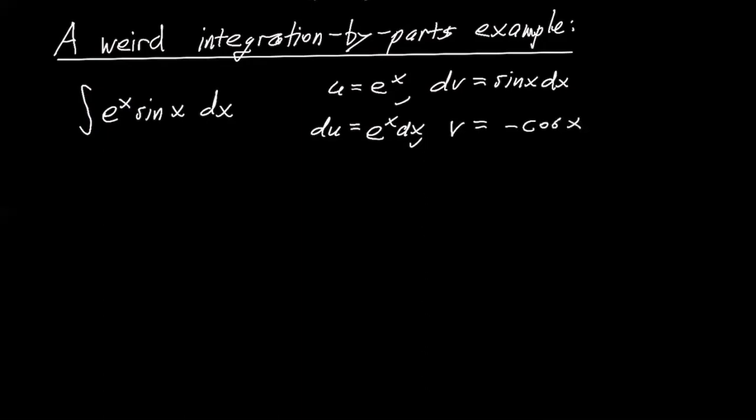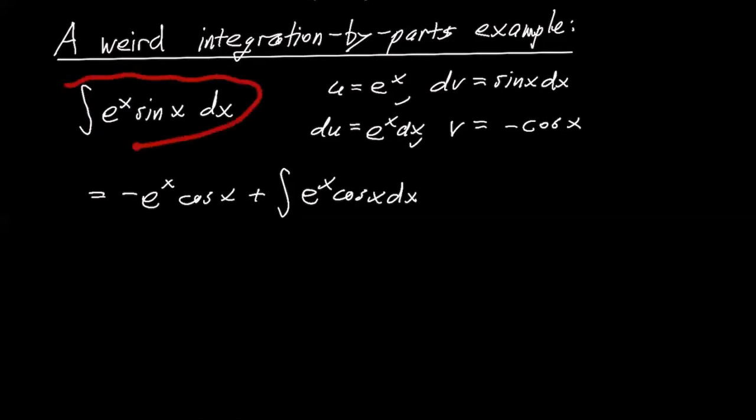So that's our setup, and we do this, and we get u times v, which is negative e to the x cosine x, minus the integral of v du. The minus minus makes a plus, and v du gives us e to the x cosine x dx, right? So have we made progress? Because the whole point of integration by parts was to start with something hard and turn it into something easier. And this looks exactly as hard. So you don't think you made any progress, but let's go with it and try again.